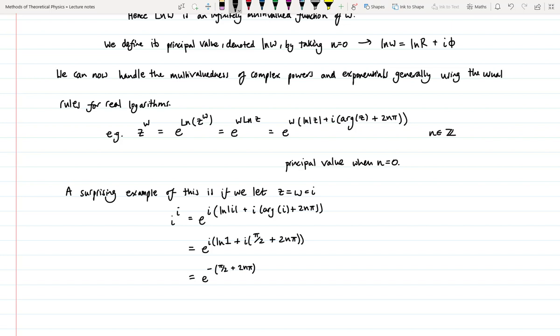Remarkably, this is a real number. So if you take the imaginary unit and raise it to the power i, you end up with a real number. And here the principal value, when we set n equal to 0, is e to the minus pi by 2.